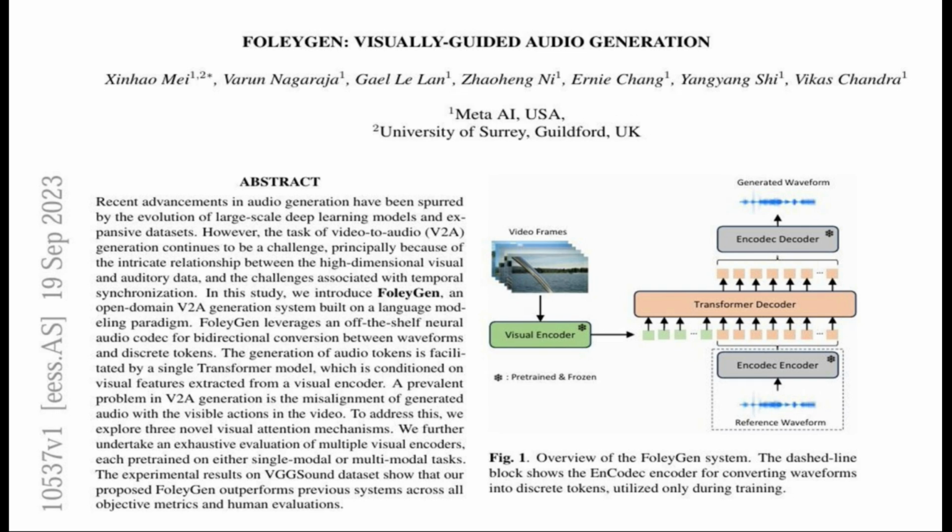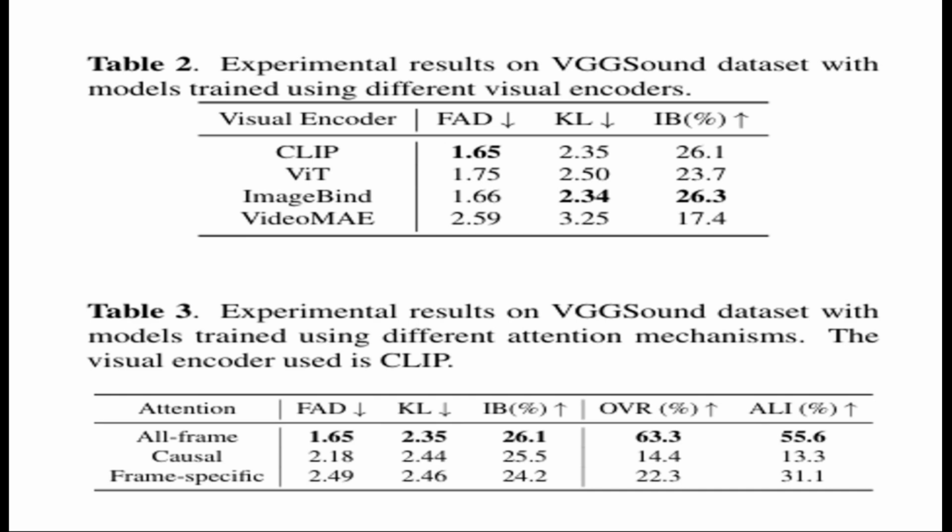Timing is critical. A delay in sound effect ruins realism. And here how it works is, of course, FoleyGen solves this by using a neural audio codec that converts waveform into discrete audio tokens. And a transformer model generates these tokens based on visual feature extraction from video frames. And to solve synchronization issues, the researchers developed 3 novel visual attention mechanisms.